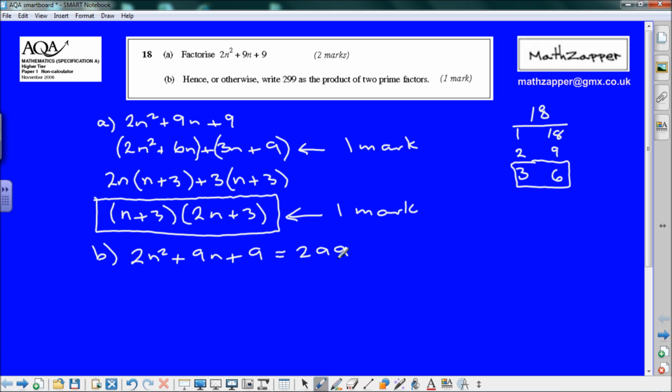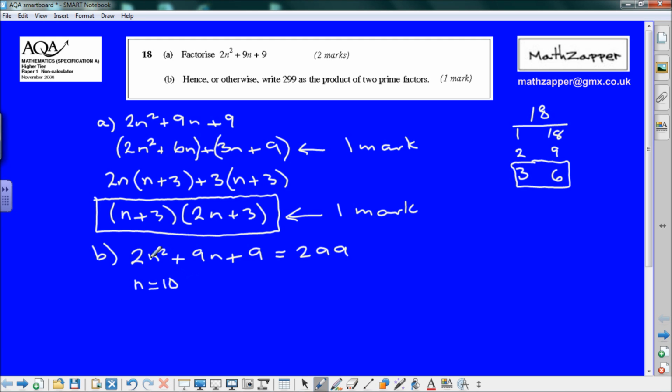This 9 for sure is the same as that 9. This 9n is 90. So 9 times something is 90. And this 2 is 200. So 2 times something squared is 200. And with not too much work, we can see that n is equal to 10.